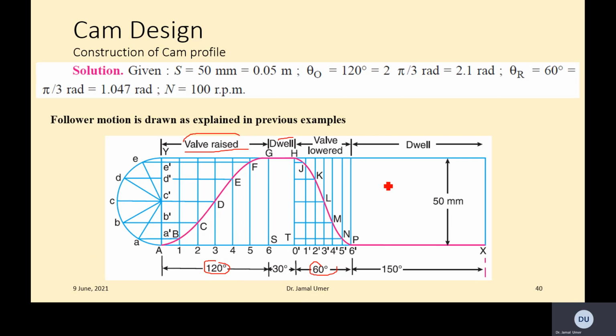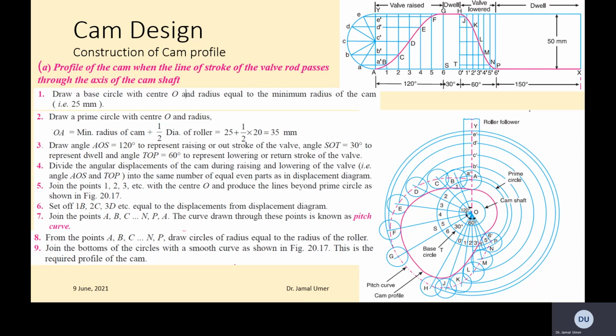That's what we have done, right? So now the next is drawing the first part when the line of stroke of the valve rod passes through the axis of camshaft. So this diagram is same, so you don't need to worry. So here the only difference is we got two different things here.